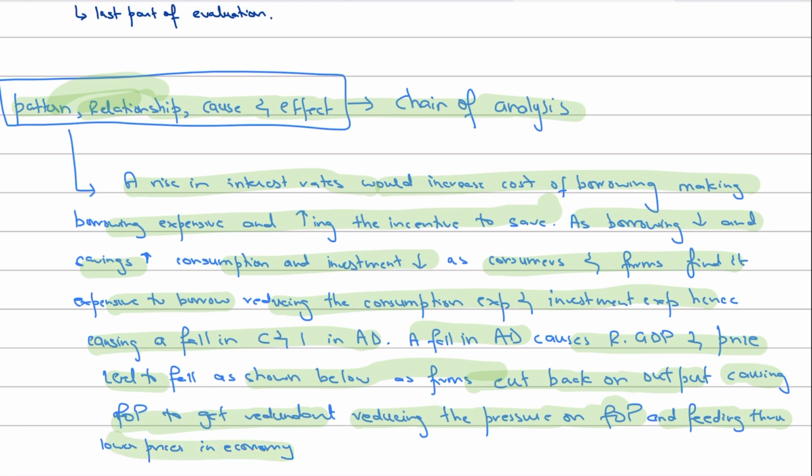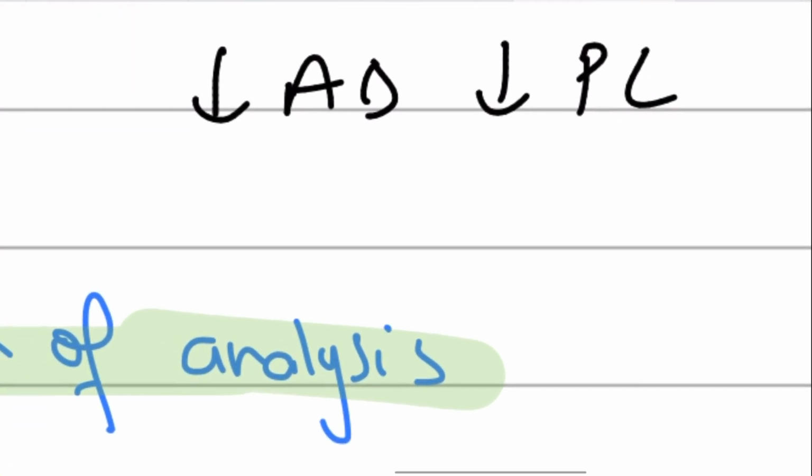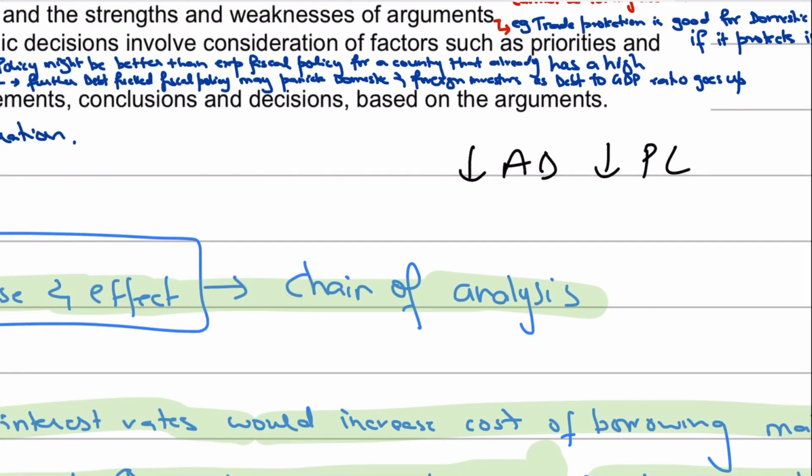So a lot of people fail to express why a fall in AD would cause the price level to go down. The reason is that as AD goes down, firms cut back on output, and because the demand for labor is going down with the falling demand for goods and services, they make workers redundant. When they make the workers redundant, there's excess capacity. That reduces the pressure on the factors of production. As that pressure goes down, factor prices go down, and that feeds through to lower demand-pull inflation.